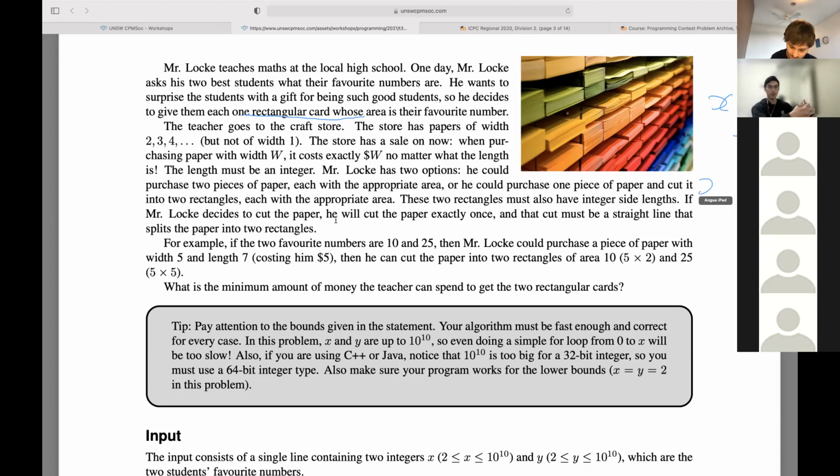So if X was 18, it could be 2 by 9, 3 by 6, 4 by nothing. That doesn't work. It's not an integer. 6 by 3, 9 by 2, and 18 by 1. These are the options. Notice how we can't have a width of 1. We can have a length of 1. We can have 1 by 18.